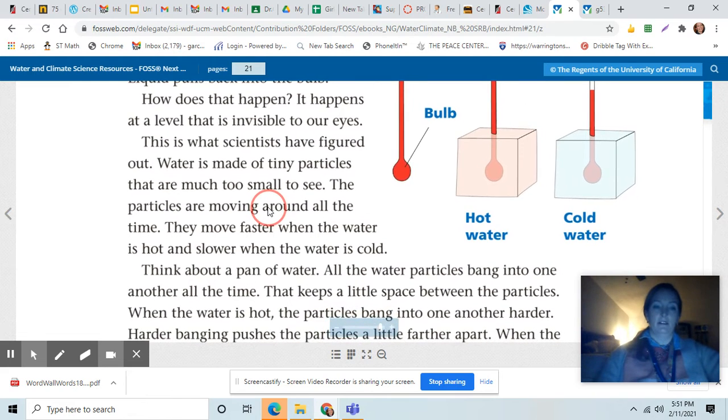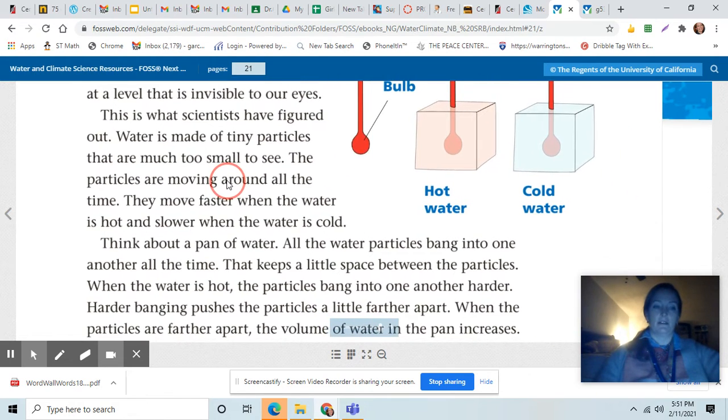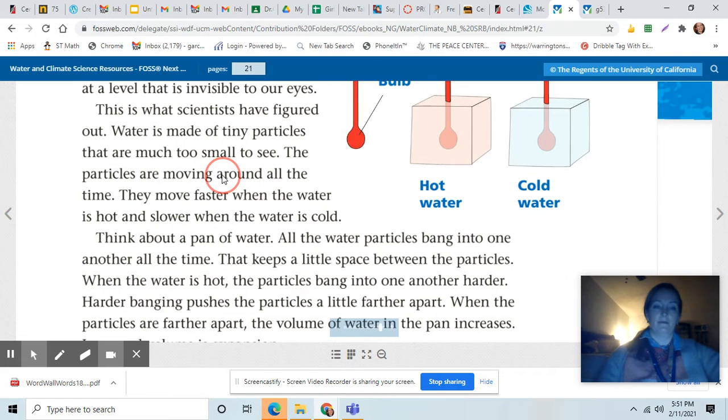Water is made of tiny particles that are too small to see. The particles are moving around all the time. They move faster when the water is hot and slower when the water is cold. Think about a pan of water. All the water particles bang into one another all the time. That keeps a little space between the particles.